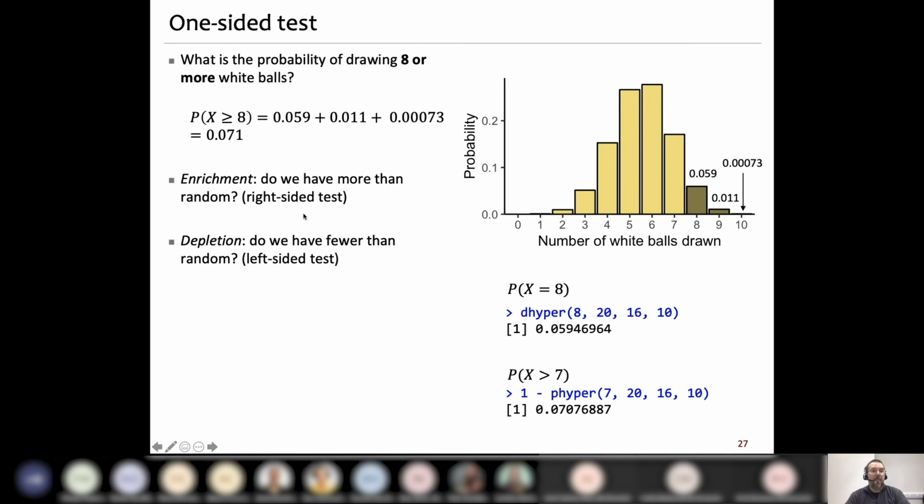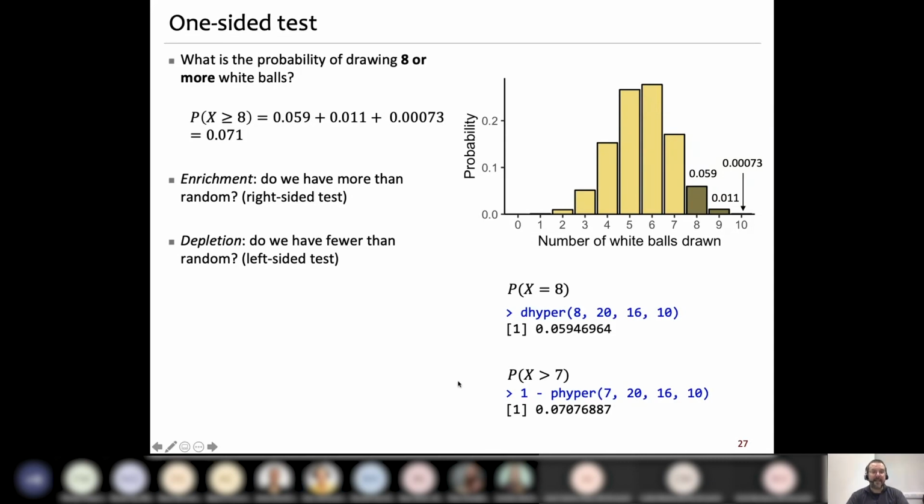This is what is called enrichment. Do we have more counts than by random? We could perform a left-sided test, which will be a test for depletion. Do we have fewer than random? Or we can perform a two-sided test. Is our result different than the random result?